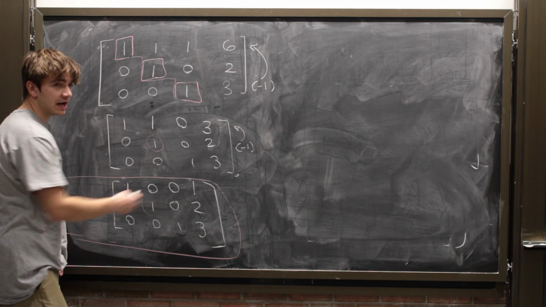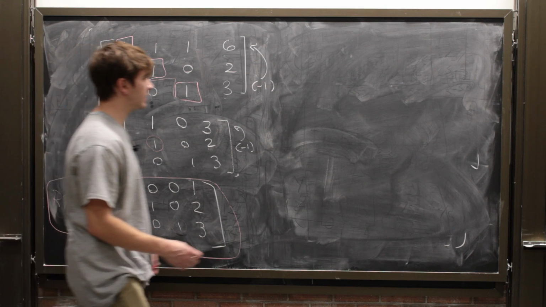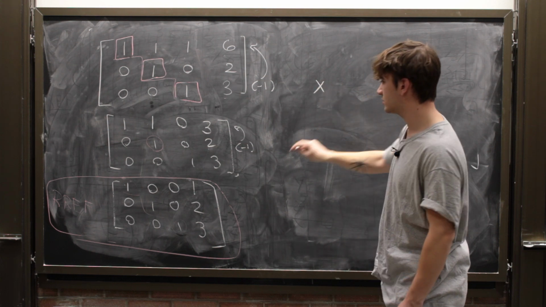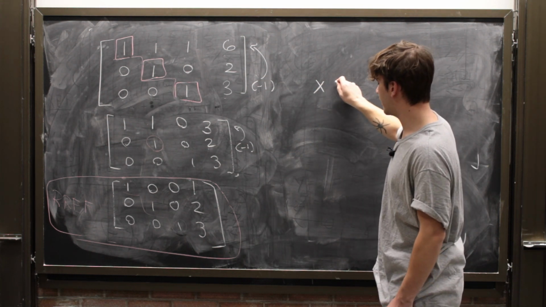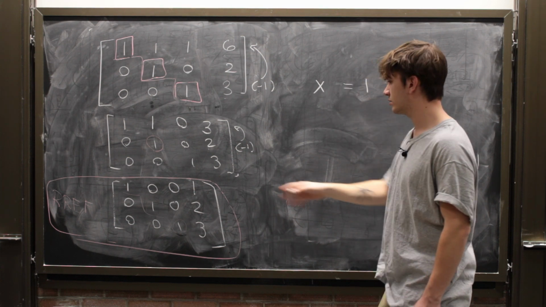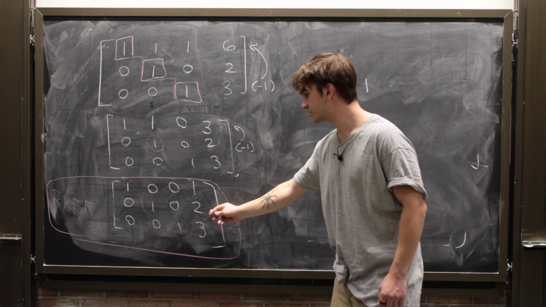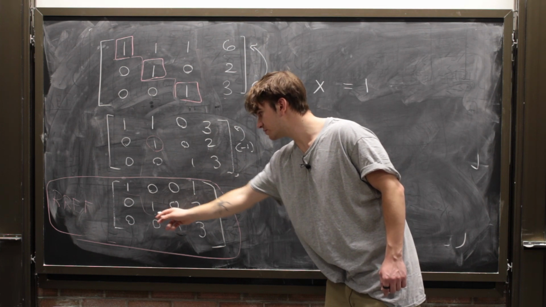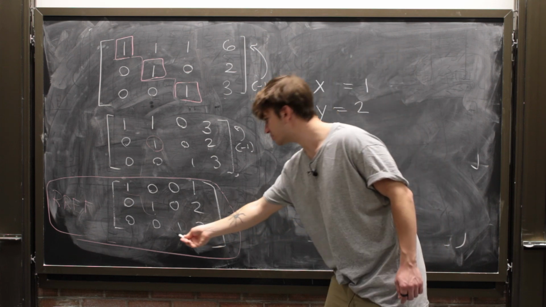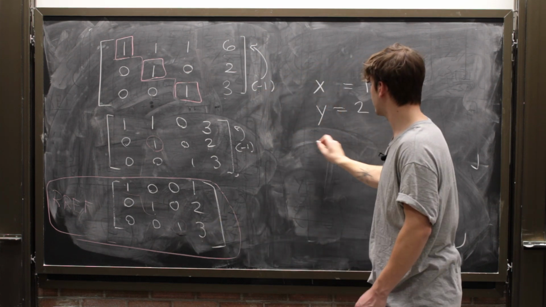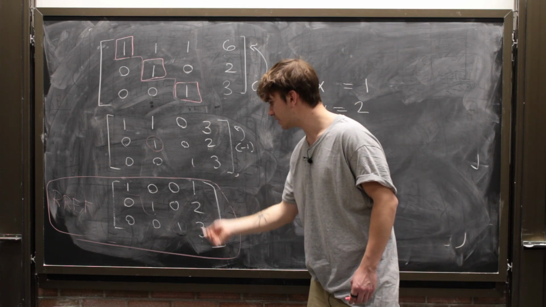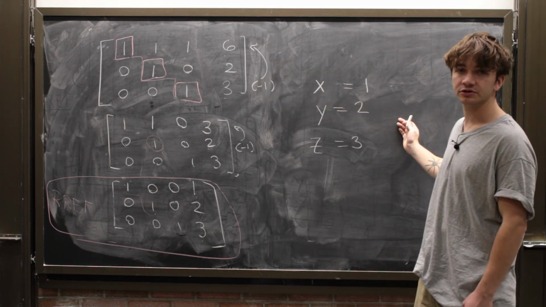Now, if I translate this back into equation form, what this matrix tells me is that 1x plus 0y plus 0z is equal to 1. And then the second row tells me 1 times y is equal to 2, so y is equal to 2. And the third row tells me z is equal to 3. Okay, so this is translating this matrix back into the equation form.